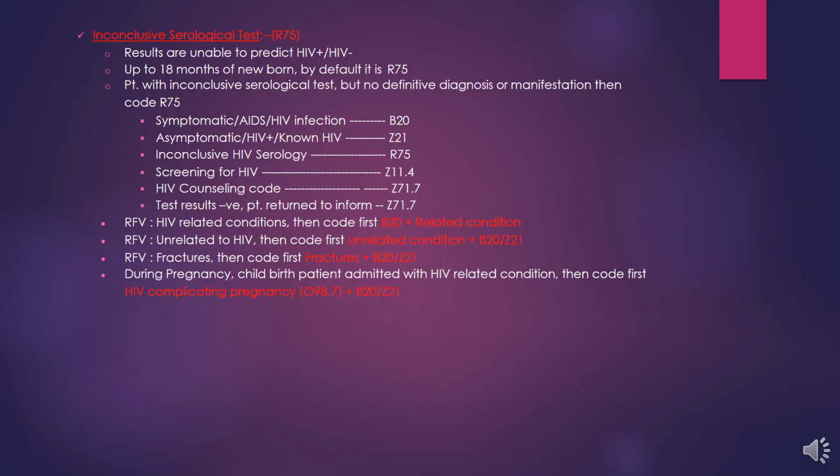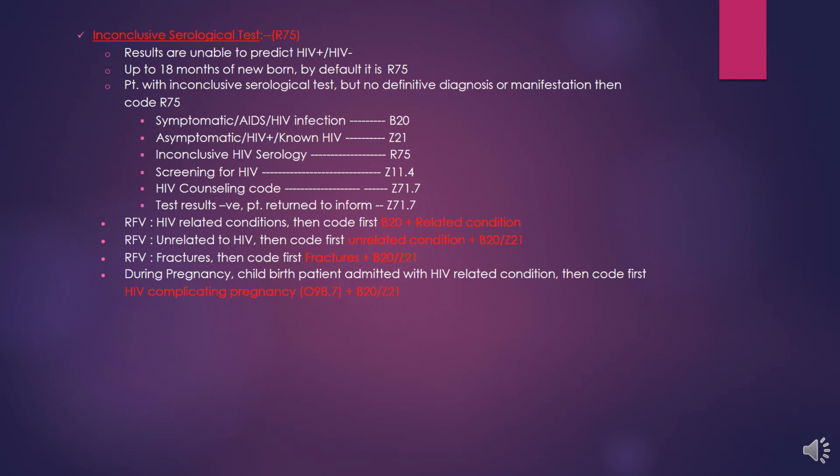Inconclusive serological test: the results are unable to predict HIV up to 18 months of a newborn. By default it is R75. A patient with an inconclusive serological test but no definitive diagnosis or manifestation, code R75. Symptomatic HIV infection B20, asymptomatic HIV Z21, known HIV Z21, inconclusive HIV serology R75, screening for HIV Z11.4.